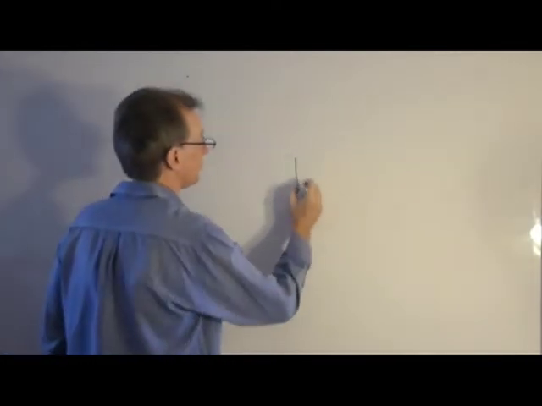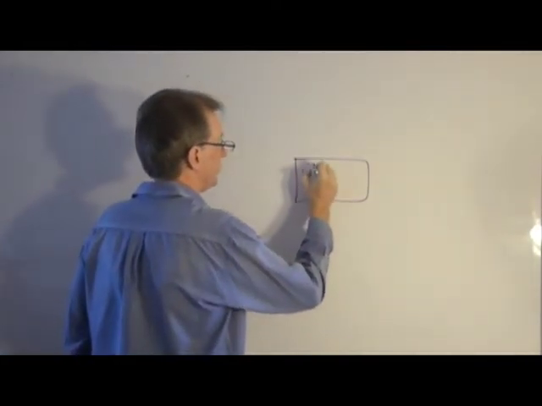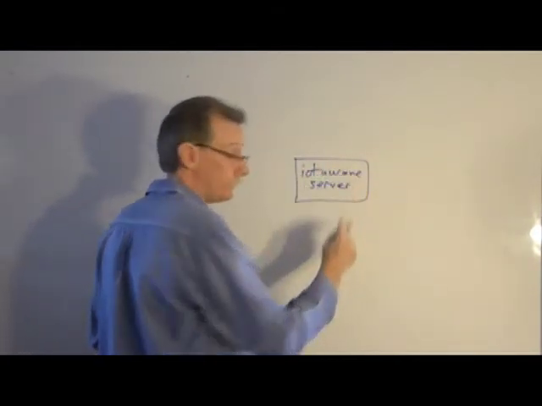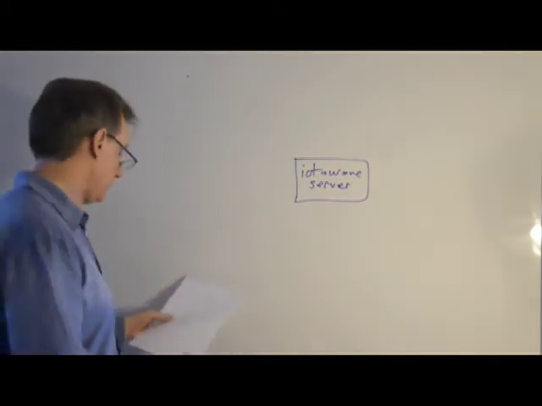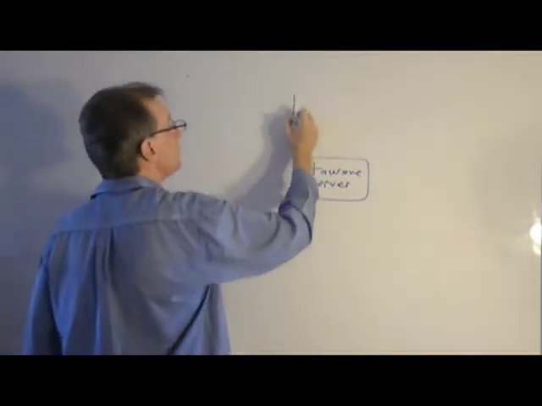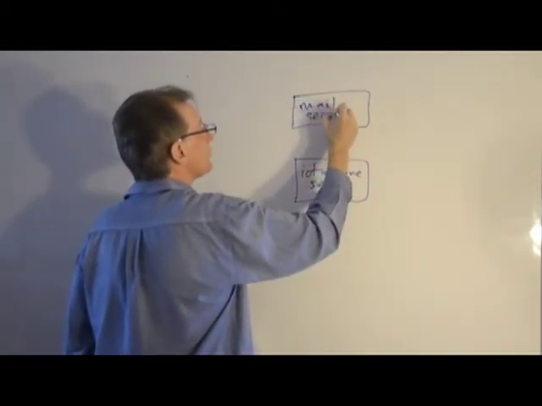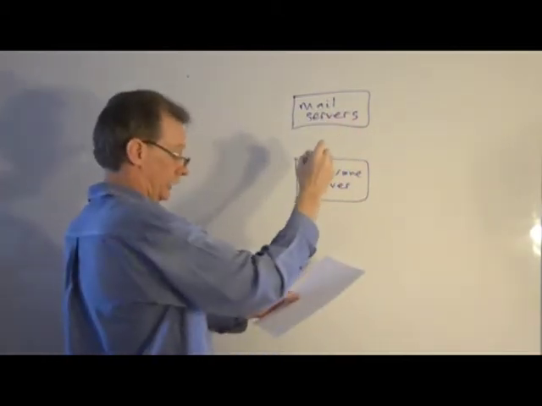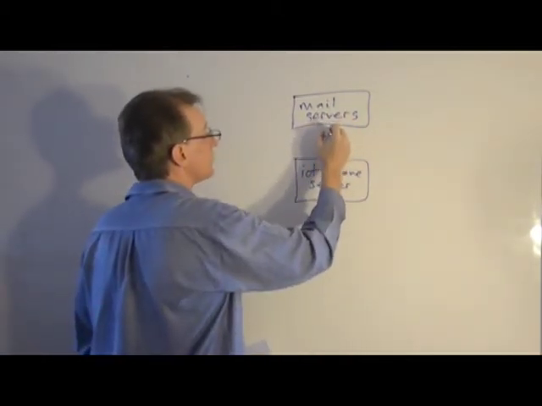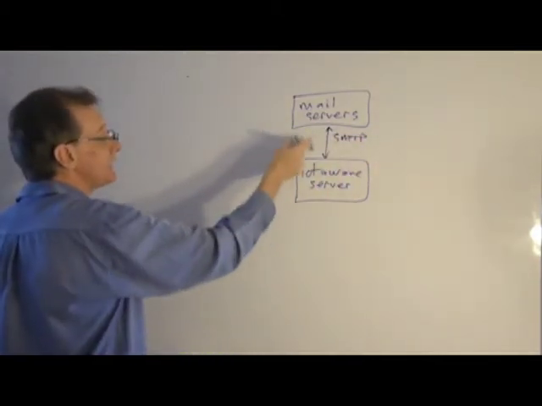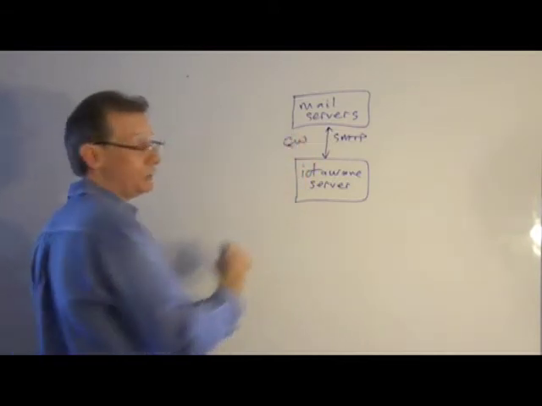Okay, now at a lower level we can view the iotaWave architecture like this. We have the iotaWave server, an implementation of the iotaWave server. This server will communicate with mail servers. These are other mail servers out there which are communicating over SMTP. So we can consider this basically to be a gateway.